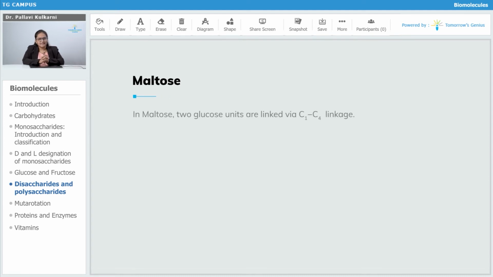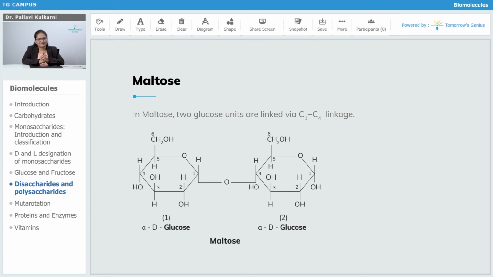The second disaccharide is maltose. It is also called malt sugar. Let us see the structure of maltose. You can see in case of maltose, the monosaccharide units are alpha D glucose and alpha D glucose only. That is, they are the monomers of the disaccharide maltose.